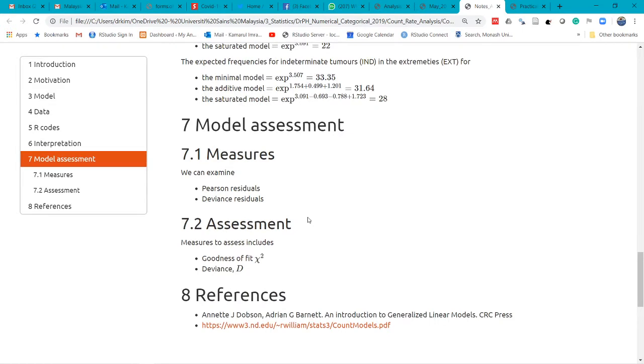For model assessment, you can look at the Pearson residuals and deviance residuals. So look at the goodness of fit and also the deviance.